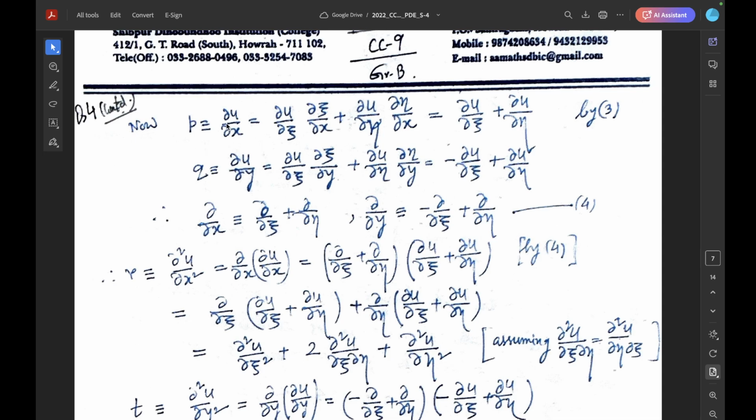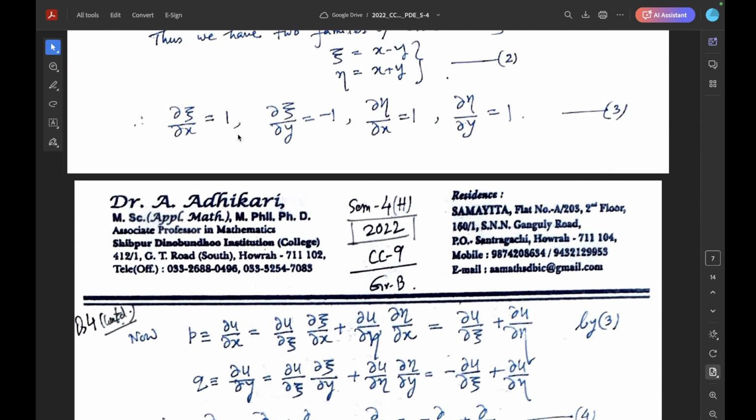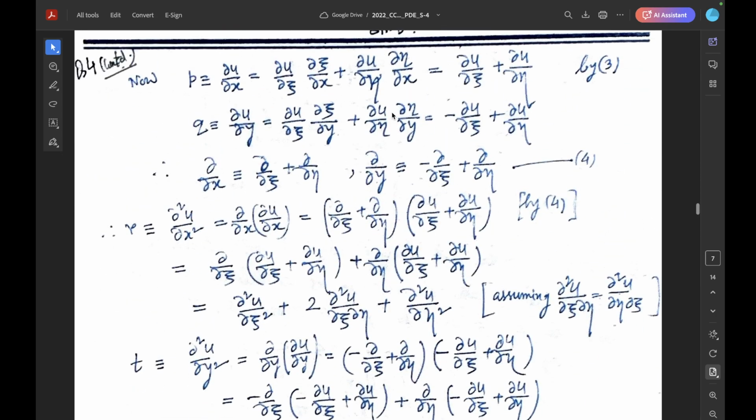Now p equal to del u del x equals del u del psi into del psi del x plus del u del eta into del eta del x. Putting del psi del x is 1 and del eta del x is 1, we get p equal to this, and similarly q equal to this. Therefore the del del x operator is identically equal to del del psi plus del del eta, and the del del y operator is identically equal to minus del del psi plus del del eta.